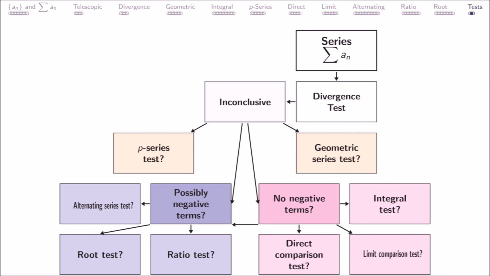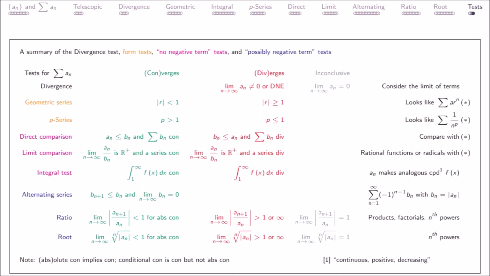Here is the flowchart. A summary of divergence test, form tests, no negative term tests, and possibly negative term tests.